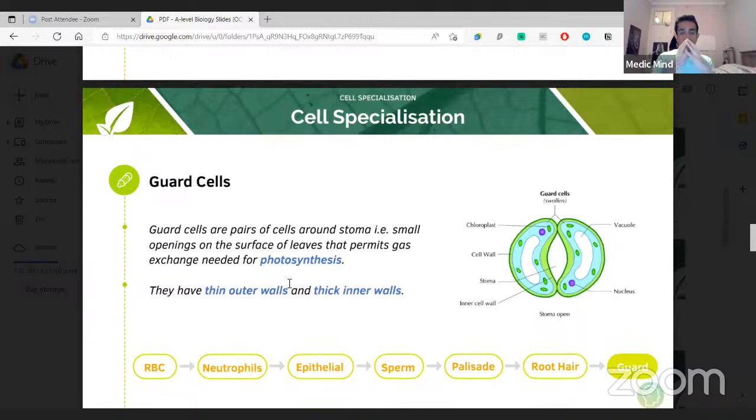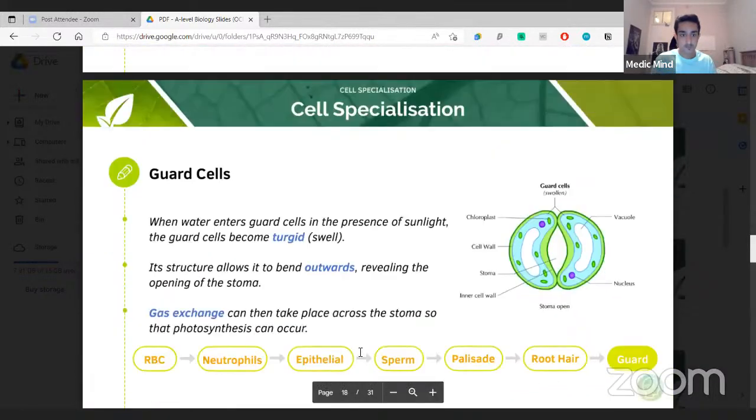Guard cells' function is to protect the stomata. They're around the stomata and they can open and close, which means that they also have large vacuoles to absorb water. They also have thick inner cell walls, so when they become rigid, they actually change shape, because they need to be able to open and close the stomata.